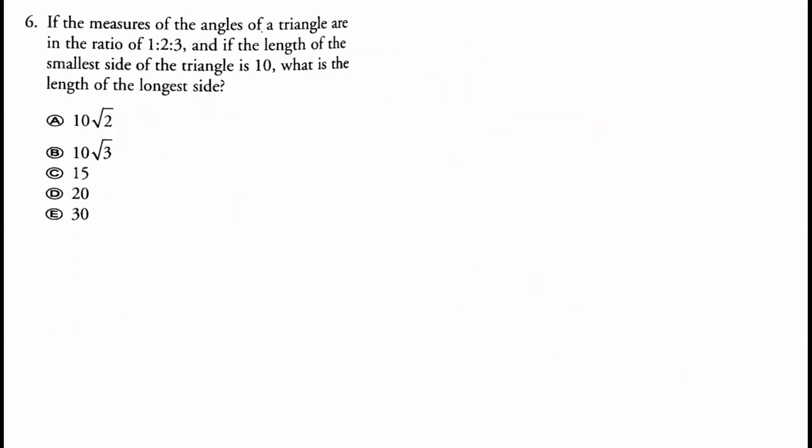Now if the measures of the angles of a triangle are in the ratio 1:2:3, and the length of the smallest side of the triangle is 10, let's find out what each part represents in terms of angle. If we add all of them up, 1 plus 2 plus 3 is 6. So 1 over 6 into 180. Why 180? Because there are 180 degrees in a triangle. So this is your 30 degrees.